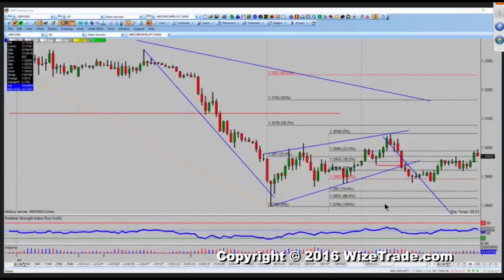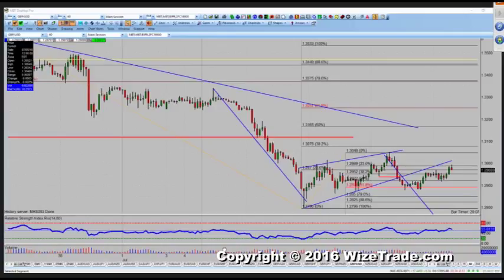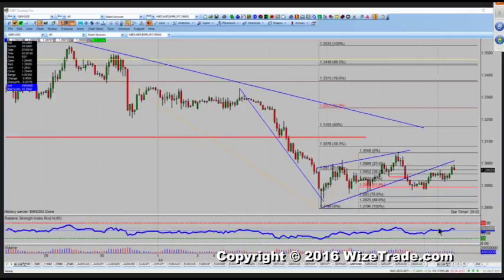But the pound, since it looks like the flag pattern, at least right now, is not playing out, I'll probably end up getting rid of that. But if you look, the cable's doing its own thing. Today it's going to be dollar related. So the moves that we get here are going to be dollar related. If it's a strong dollar or a strong jobs report, the pound's probably going to come off. If it's a weak jobs report, the pound's going to rally.